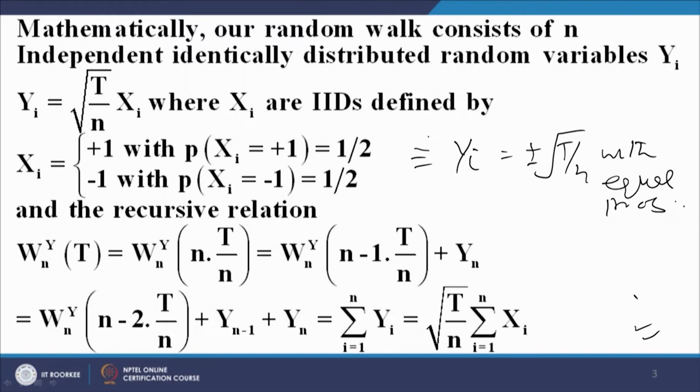Okay, and the recursive relations for the y random walk are given here, and it is easily seen that it is a sum of all the constituent random variables y 1, y 2, y 3, y 4 up to y n, where n is the number of steps and capital T is the total time length of evolution of the process. So, the layer spacing or the time difference between any two steps is equal to T upon n.